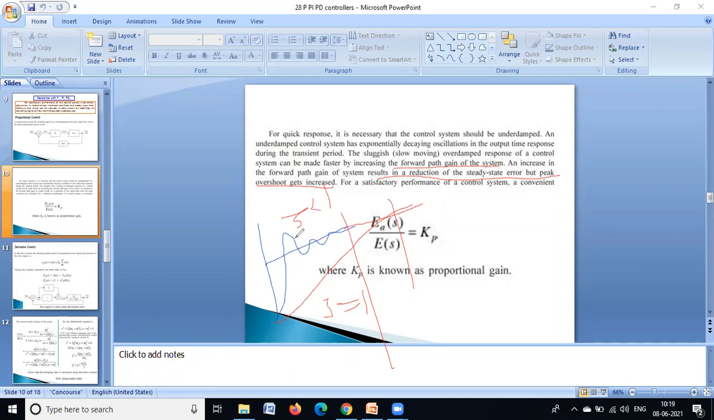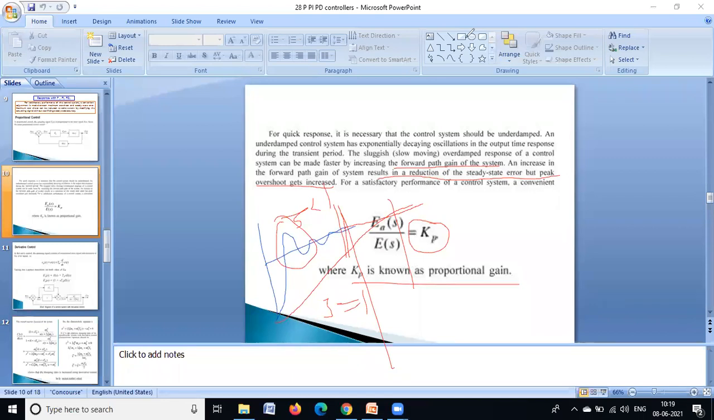When the zeta value decreases, overshoot occurs. Even though some overshoot occurs, it goes to the steady state value a little bit faster than this one. So if we want to make a sluggish system into a faster response system, we can add a proportional controller. That means Kp is added in series, in cascade, with the forward path gain.